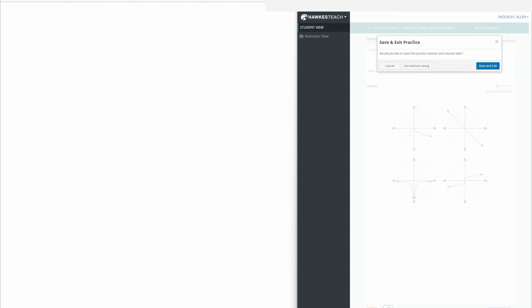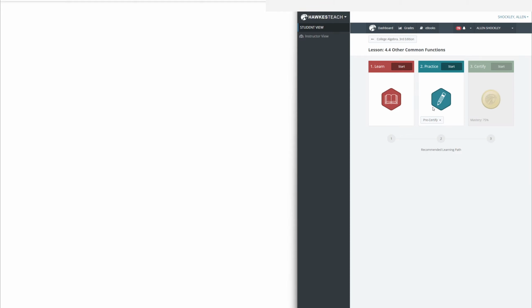All right, we are going to do 4.4 other common functions. For this one, we're going to take a look at a series of very common functions that we have. A lot of it I'm going to draw off to the side because for this lesson, it's really about looking and understanding what's happening in the graphs and determining from there what kind of function you're looking at.